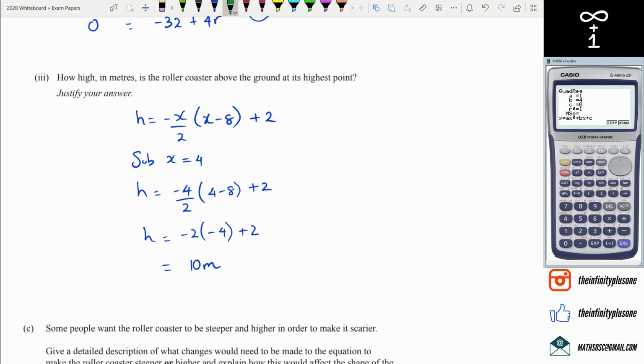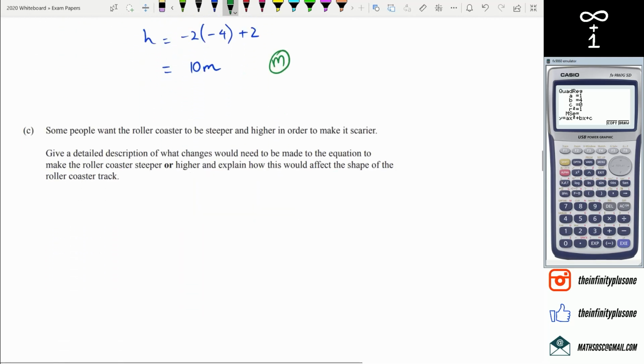So grades wise, a correct answer only gets you an achieved. So if you only write down 10 meters, you get achieved. And merit is when you actually show the working. You've got to show the working to get a merit. All right, moving on to the next question.